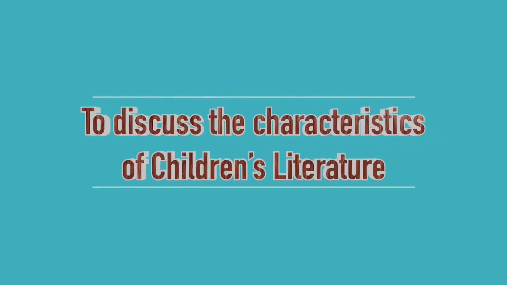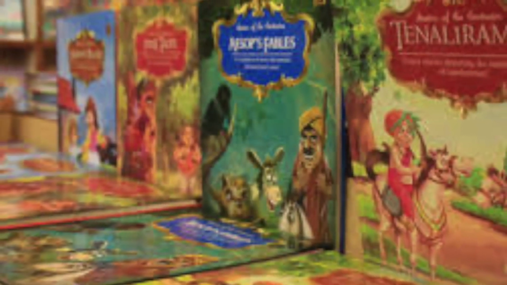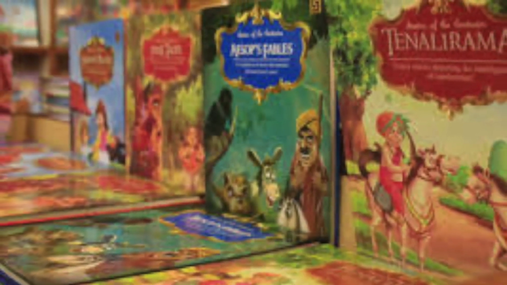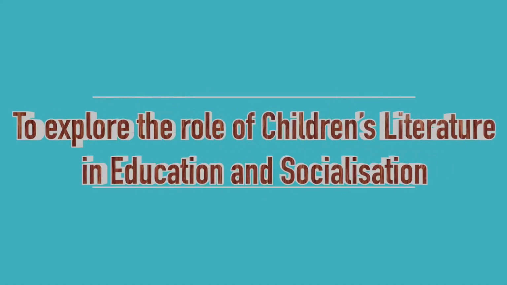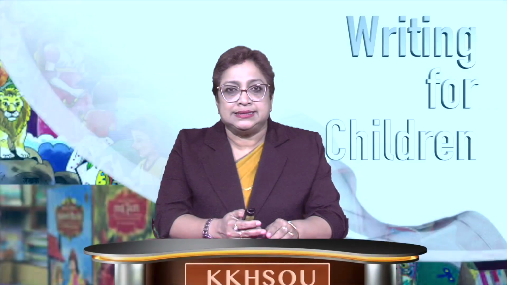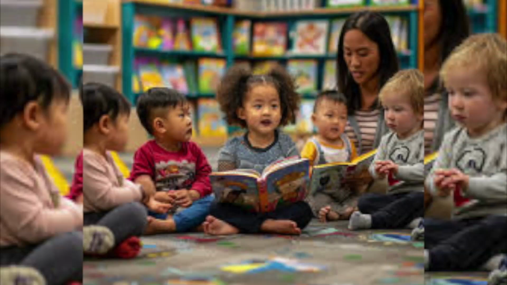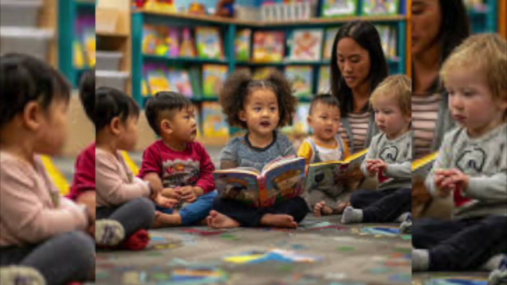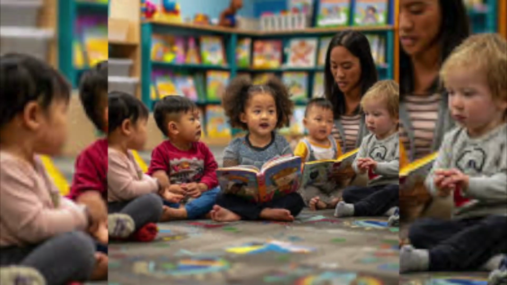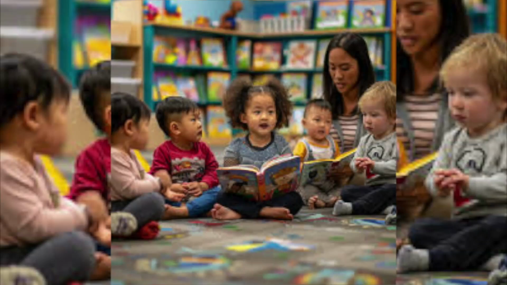1. Understand the characteristics of children's literature. Identify and analyze the unique features that distinguish children's literature from other literary genres. Number 2. Explore the role of children's literature in education and socialization. Examine how stories, themes, and narratives contribute to children's cognitive, moral, and social development.